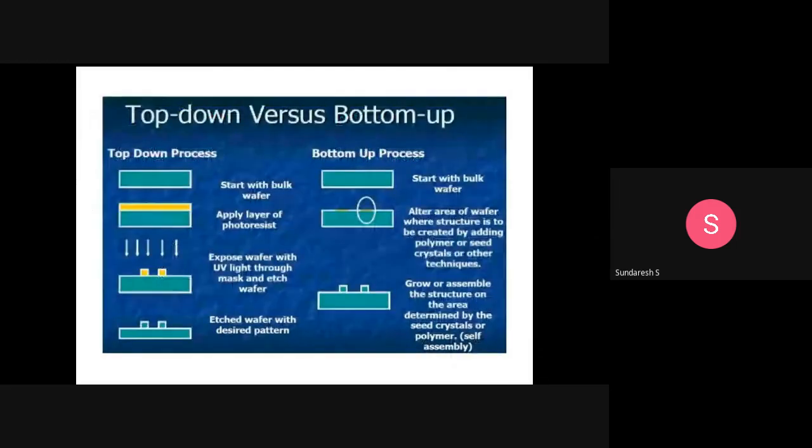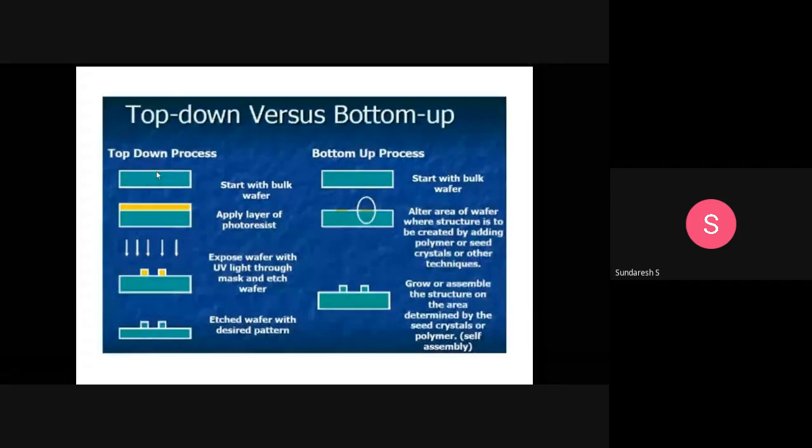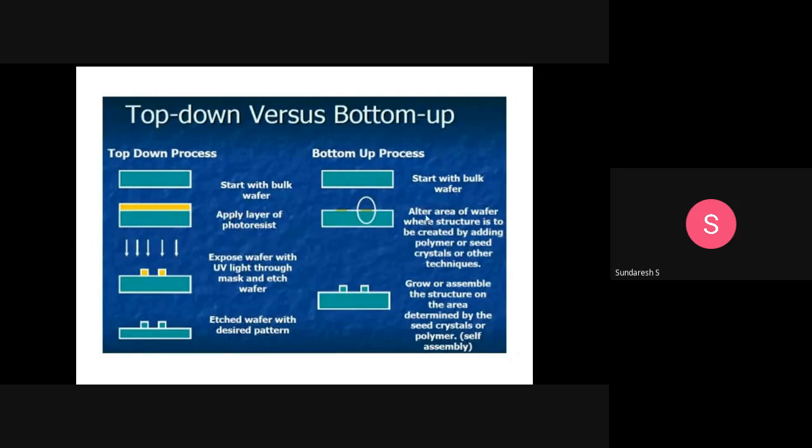And here you can see the top-down versus bottom-up. The top-down process starts with a bulk wafer. Okay. Whereas the bottom-up approach starts with a bulk wafer again. So apply the layer of photoresist here. Alter the area of the wafer where the structure is to be created by adding polymer or seed crystals or other techniques here. Okay, here we are applying a photoresist across this, and then we are going to alter the area of the wafer where the structure is to be created by adding polymer or seed crystals or other techniques.